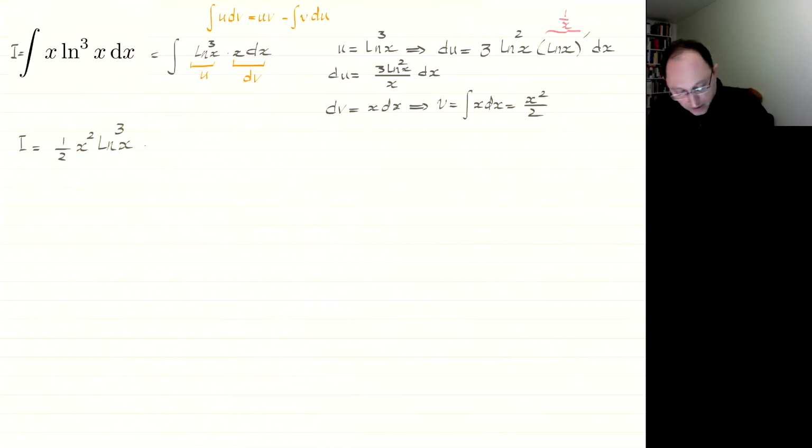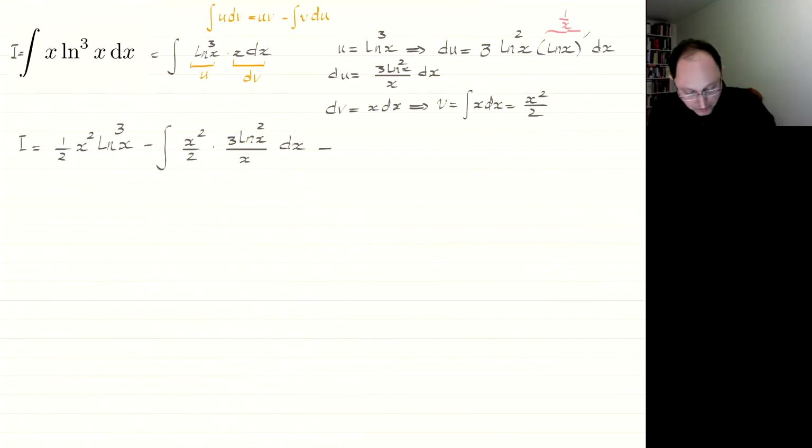Yes, and then I have minus the integral the other way around, v times du. So I'm putting this in this formula. So what is v? This is your v. And what is du? Du is this one. So let me write them. So v is x squared over 2, and I multiply by du. Du is 3 ln of x squared divided by x dx. Okay?